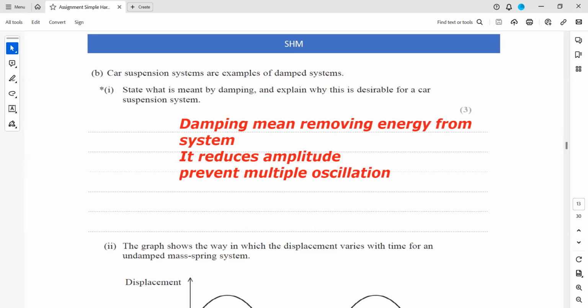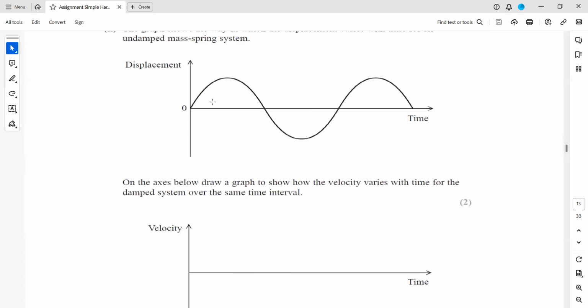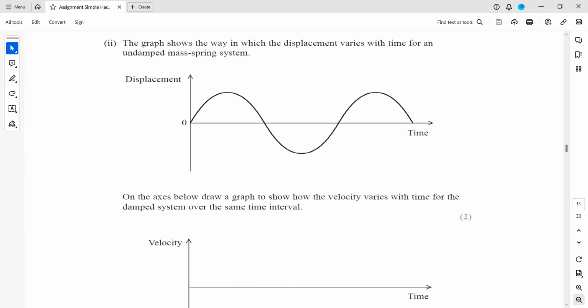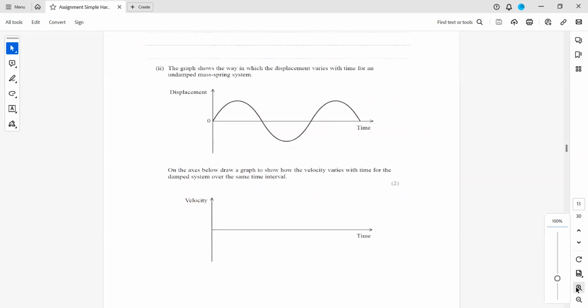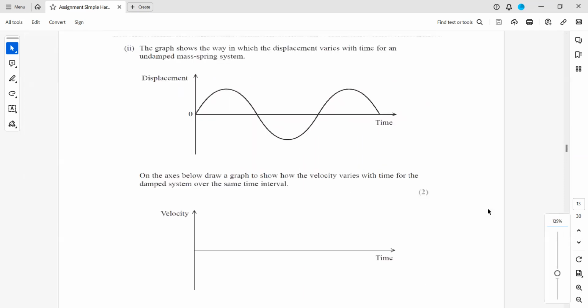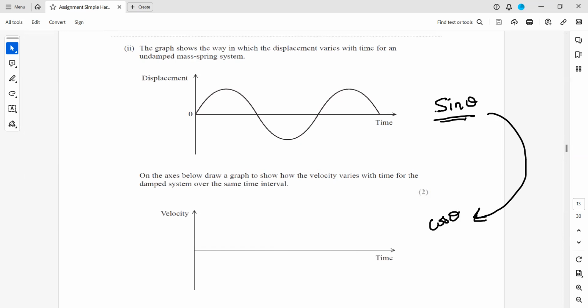The next part: the graph shows a displacement, and we have to sketch a velocity time graph. How to do this question? As I explained in the last session, first you identify what the displacement time graph is. This displacement time graph is a sine. If the displacement time graph is a sine, what is the derivative of a sine? The derivative of a sine is cosine. So we have to draw a cosine graph.